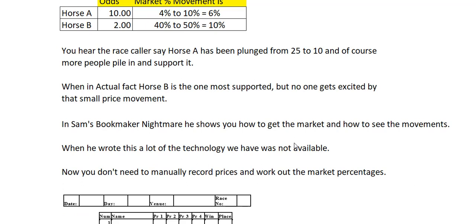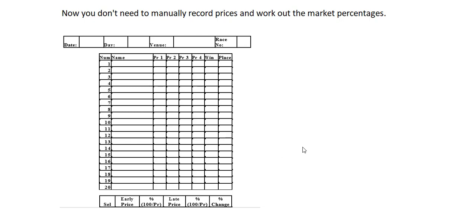In Sam's Bookmaker Nightmare, he shows you how to get the market and how to see the movements. When he wrote this book, a lot of technology we have now was not available. Now you don't need to manually record the prices at one time frame, say the 30-minute mark, and then work out the market percentages and then record them again. Here's the worksheet that he includes in his Bookmaker Nightmare book. And as I said, if you visit us on the Racing Price Monitor, you can download the whole PDF for free. So what has changed since Sam wrote the book is really quite remarkable.